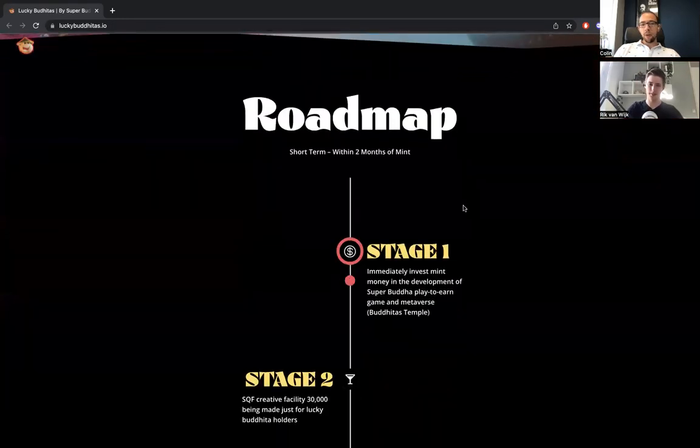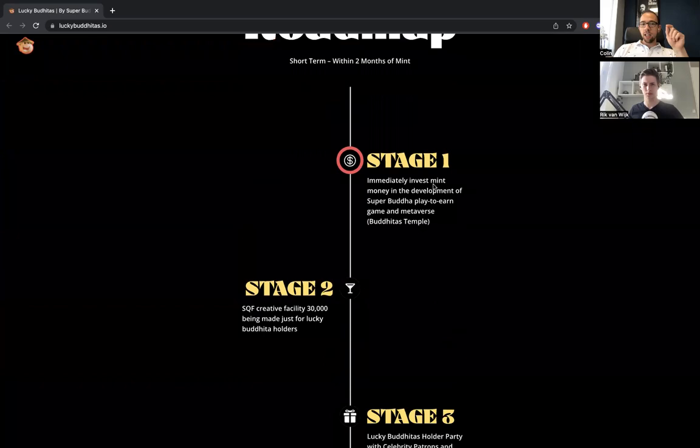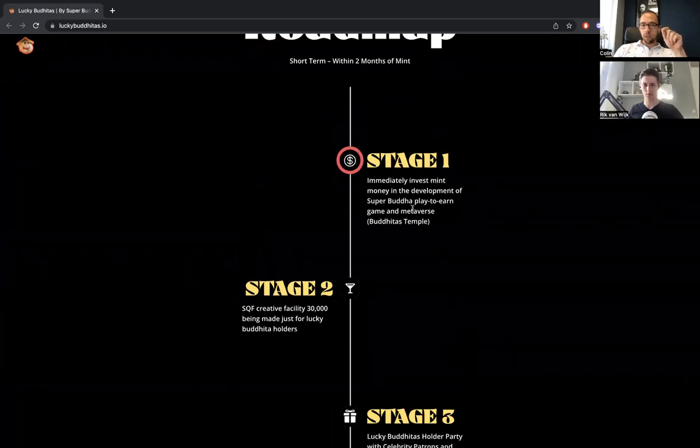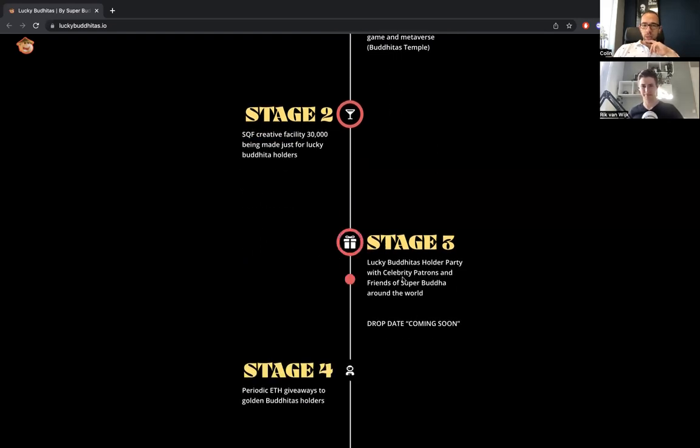Anyway, read all this, go to the roadmap, right? Short term, within 2 months of the mint: immediately invest mint money in the development of Super Buddha play to earn game and metaverse. Buddhitis temple, all right, whatever that means. SQF creative facility. What does that mean? SQF, sales qualified funnel? I don't know what that means. Creative facility, 30,000 being made just for Lucky Buddhita holders. What does that even mean? I have no idea what that is. Lucky Buddhitas holder party with celebrity patrons and friends of Super Buddha around the world.